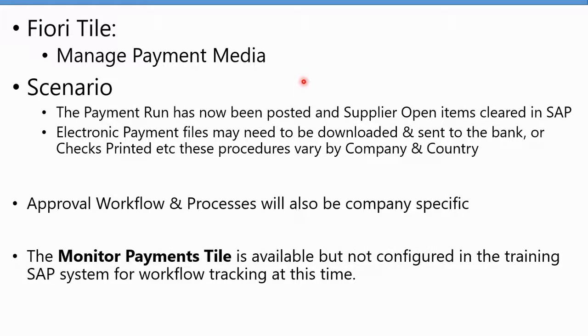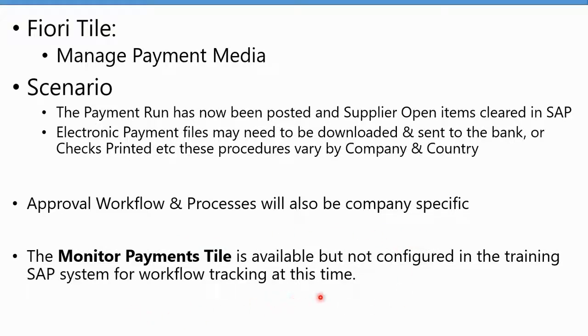Whenever we do a payment run, we also end up having payment media being created. What do we mean by that? If you did a payment run and posted, for instance, checks, the payment media would be the printed checks. If you were doing electronic payments like we did in this example, the payment media is a bank transfer file. This happens automatically at the same time, but this procedure will be different depending on your own company, and it will vary from country to country. Approval workflows and processes are also country specific.